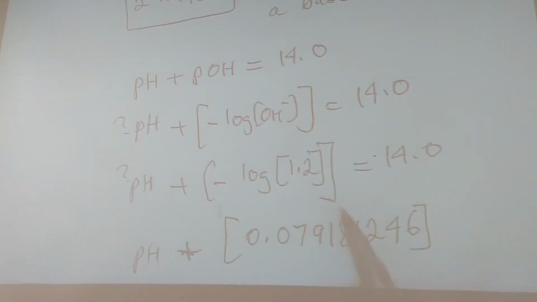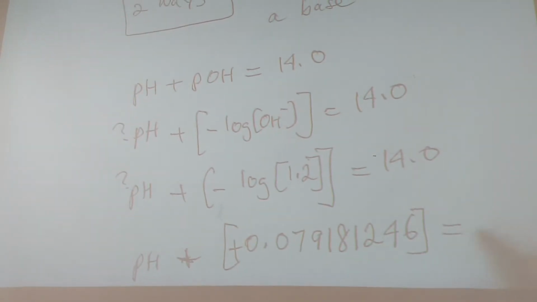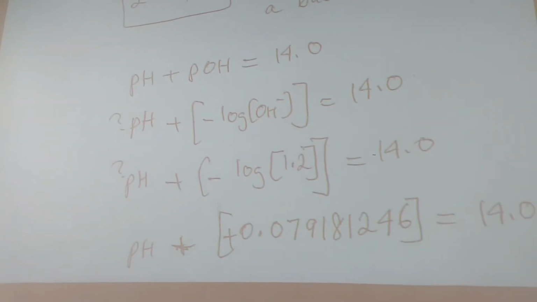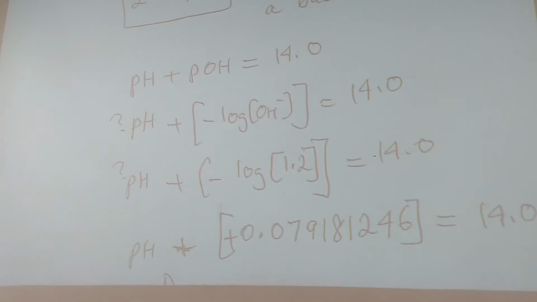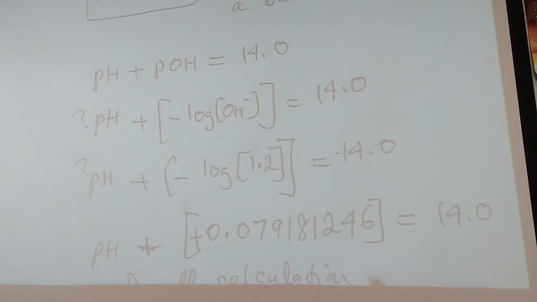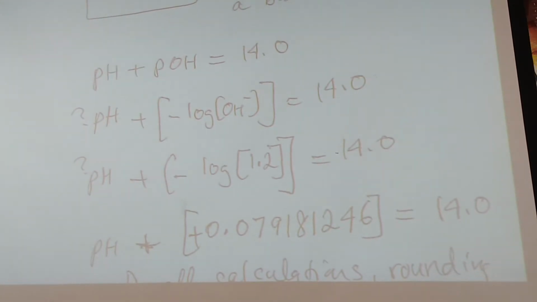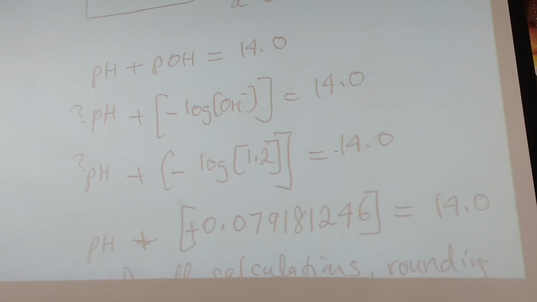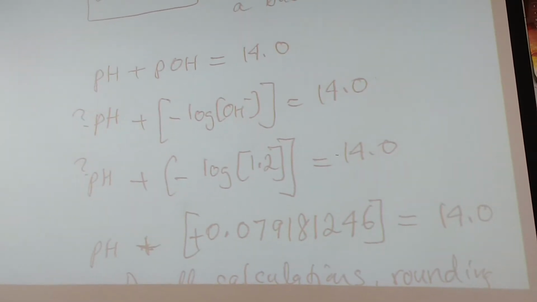So this is negative, and negative becomes positive. So it has to be positive here, correct? 14.0. Now, I will do all my calculations and then I'll do the rounding at the end. Rounding at the end, and the rounding depends on the given value.